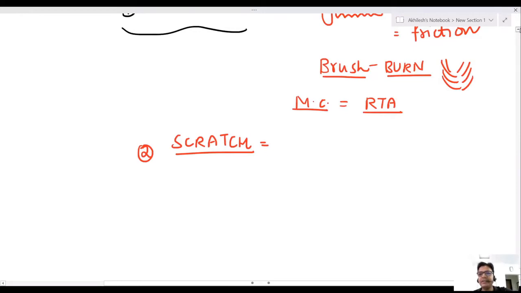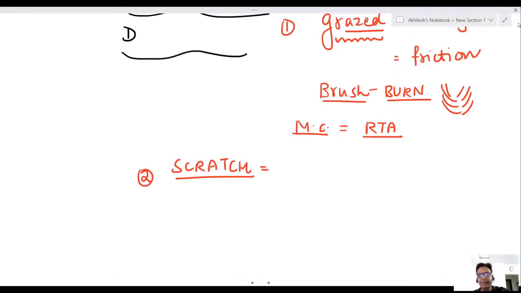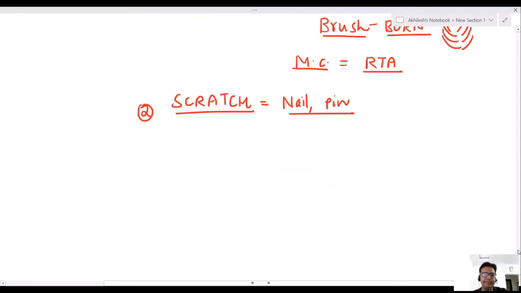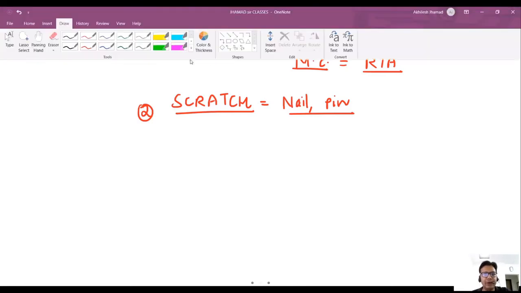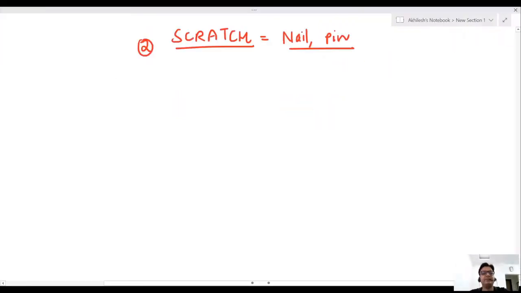Scratch abrasion. The first we discussed was graze abrasion, caused by dragging. Scratch is by nail or by pin. Someone scratches you with a nail or pin, that is a scratch abrasion. If you fought with a woman and she scratched you with her nails, that will produce scratch abrasion. Okay, this is scratch abrasion.